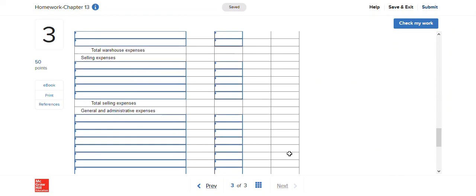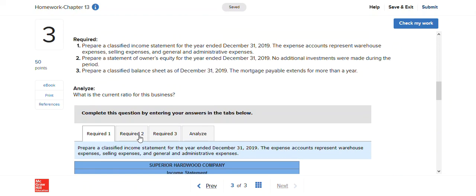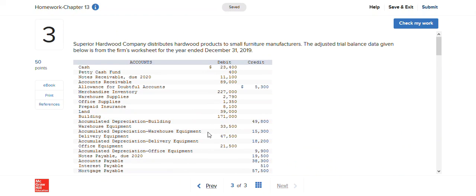This was a long one. So we've got a classified income statement, a statement of owner's equity, a balance sheet, and then there's an analysis. So we'll work through part of this. It says Superior Hardware Company distributes hardwood products to small furniture manufacturers. The adjusted trial balance data is given below, and this is in the worksheet. So these are the balances for all of the accounts. We just need to figure out which ones go on which financial statements. They're in order: assets first, then liabilities, then equity, then revenue and expenses.